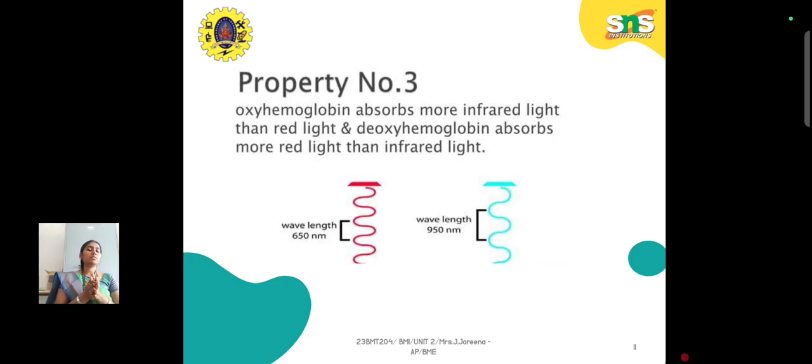The third property is that, as I said before, oxyhemoglobin and deoxyhemoglobin have different, unique optical characteristics. Oxyhemoglobin absorbs more infrared light compared to deoxyhemoglobin, and deoxyhemoglobin absorbs more red light compared to infrared light. This is the reason in pulse oximetry you can see two light sources: one is infrared light, another one is red light. These are the three important properties that govern all the functionality of pulse oximetry, and from this we calculate the oxygen saturation.